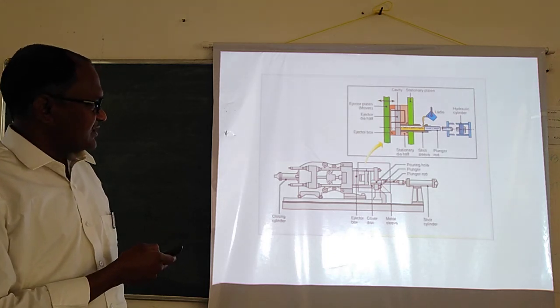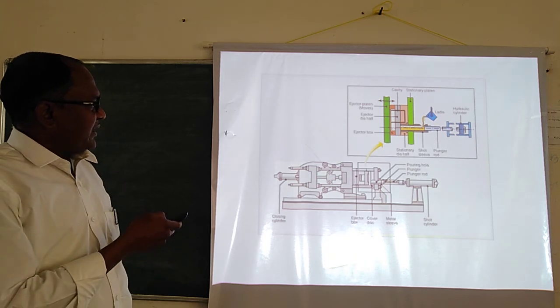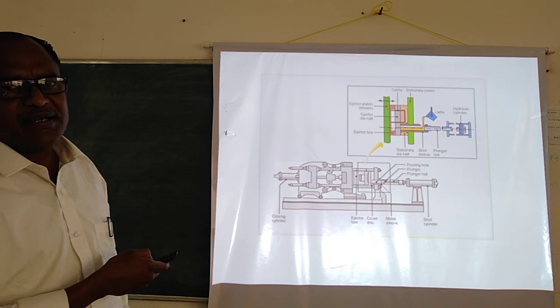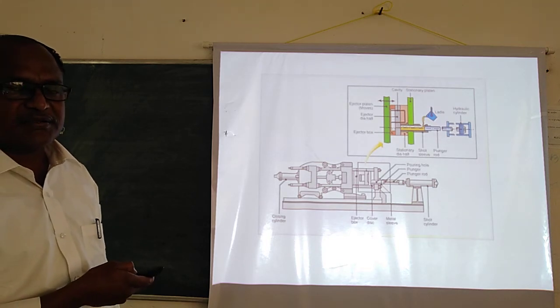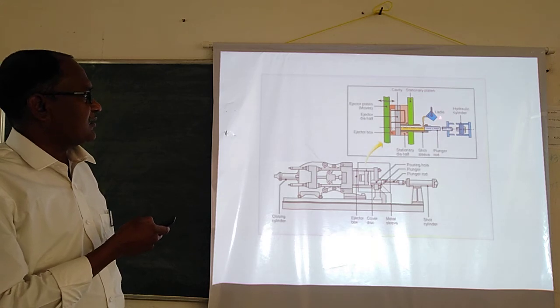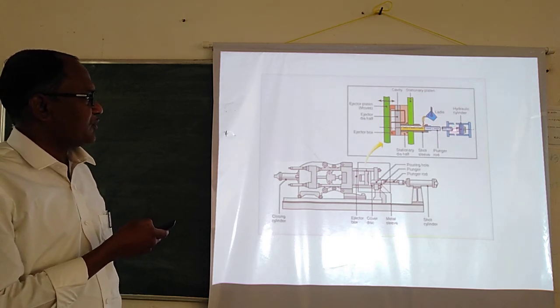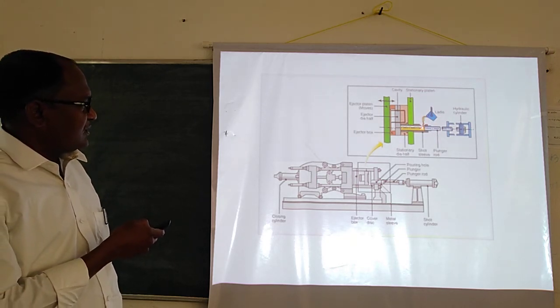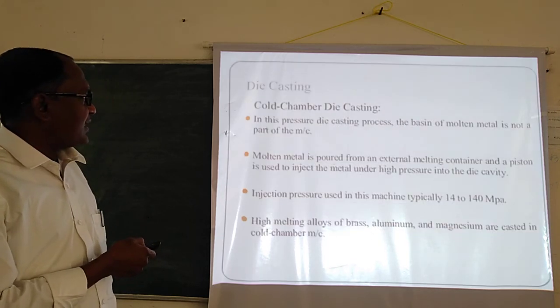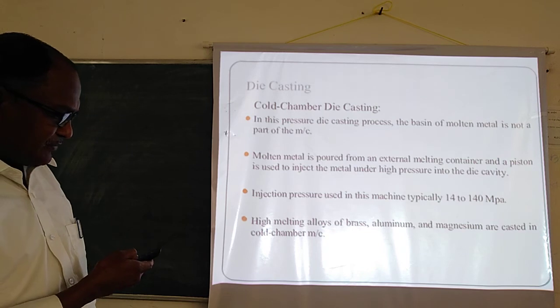Only the difference is that in this cold chamber die casting there is no furnace, but in case of hot chamber die casting the furnace is an integral part of it. But in this case there is no integral part of it. Molten metal is taken from the outside and poured in this chamber. So this is the cold chamber die casting. So cold chamber die casting means what?